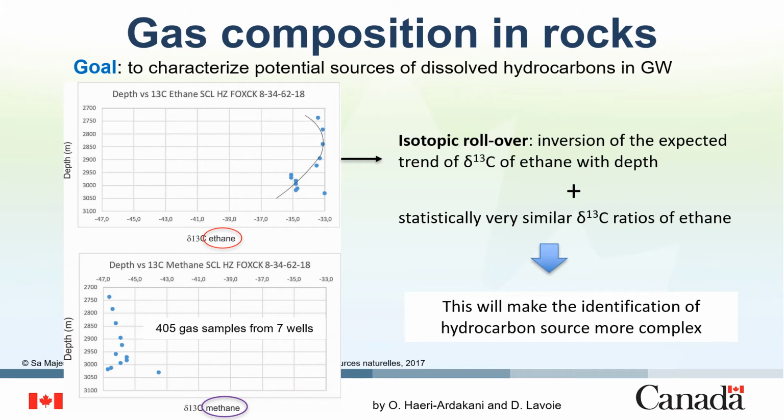The graphs here show the isotopic ratios, delta 13C, of ethane and methane versus depth for a given well. The inverted trend indicates an isotopic rollover due to secondary hydrocarbon cracking in an overpressure zone, mainly due to the rollover of delta 13C values of ethane and the statistically similar delta 13C values of methane for formations extending from the Manville to the Duvernay. This will render more difficult the identification of the source or provenance from a deep-seated unit of any dissolved hydrocarbon in shallow groundwater if it were to show a thermogenic origin.